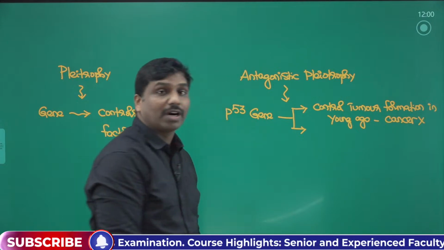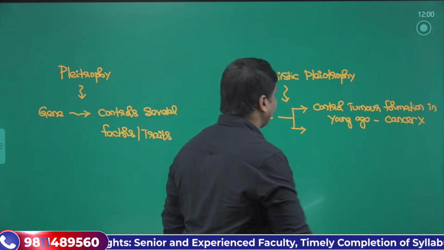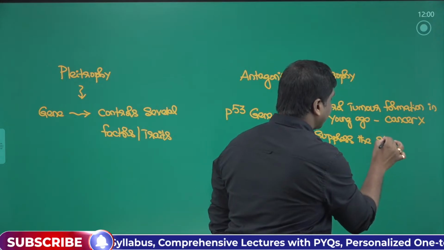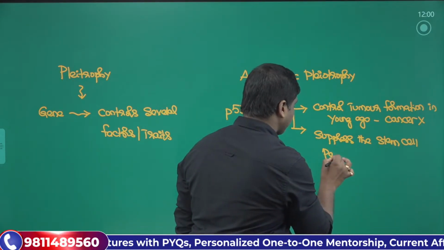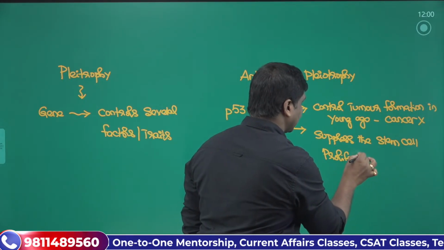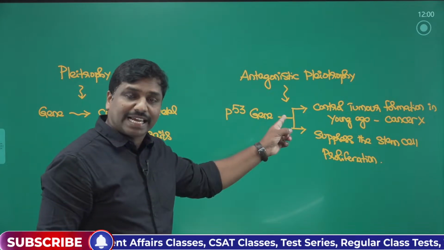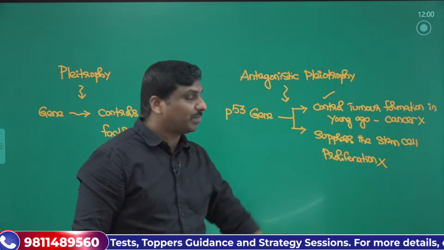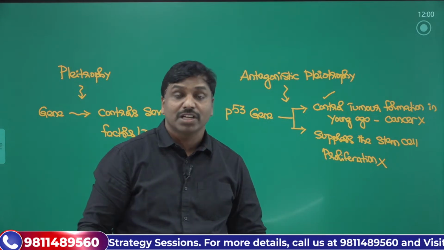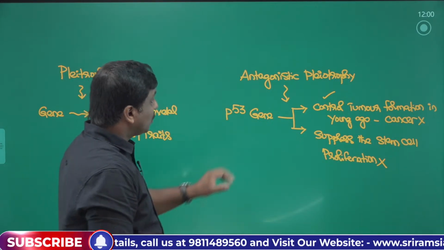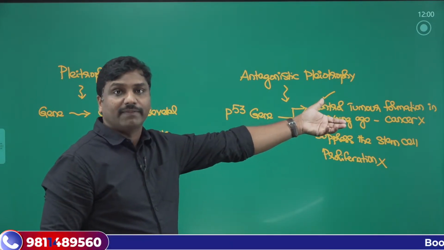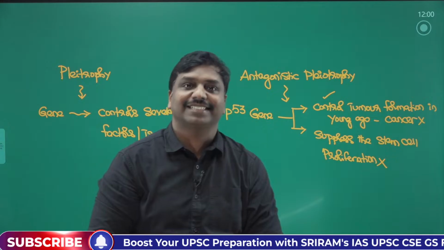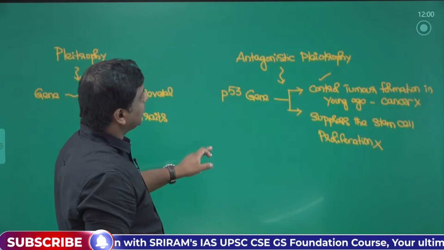But what does the same P53 gene do in the adult stage or in a later part of life? It will suppress stem cell proliferation. So the thing you have to remember is that the same gene is helpful on one side and harmful on the other. Due to the suppression of stem cell proliferation, body regeneration will stop. So the same gene is showing an antagonistic effect. The same gene is responsible for controlling multiple factors and is showing opposite reactions. That kind of thing we call antagonistic pleiotropy.